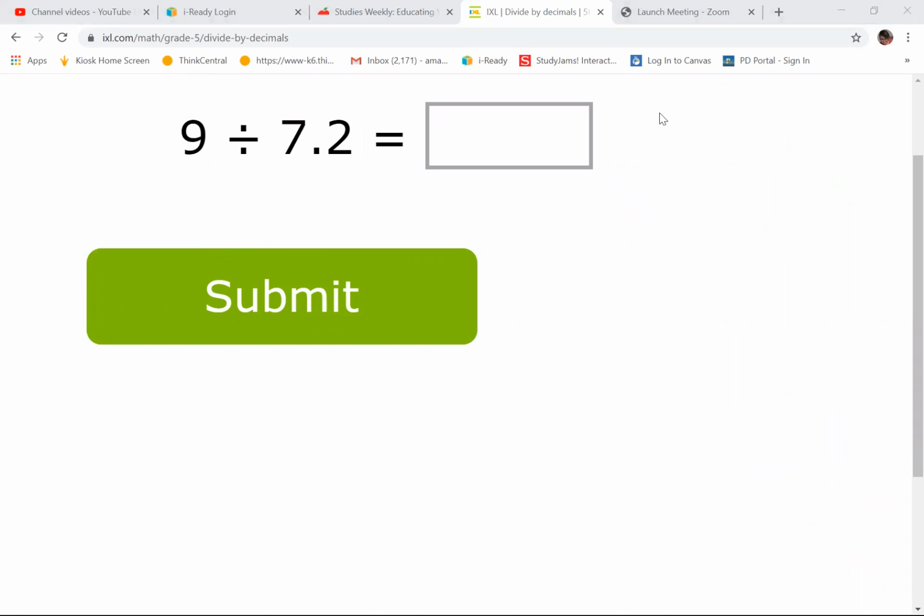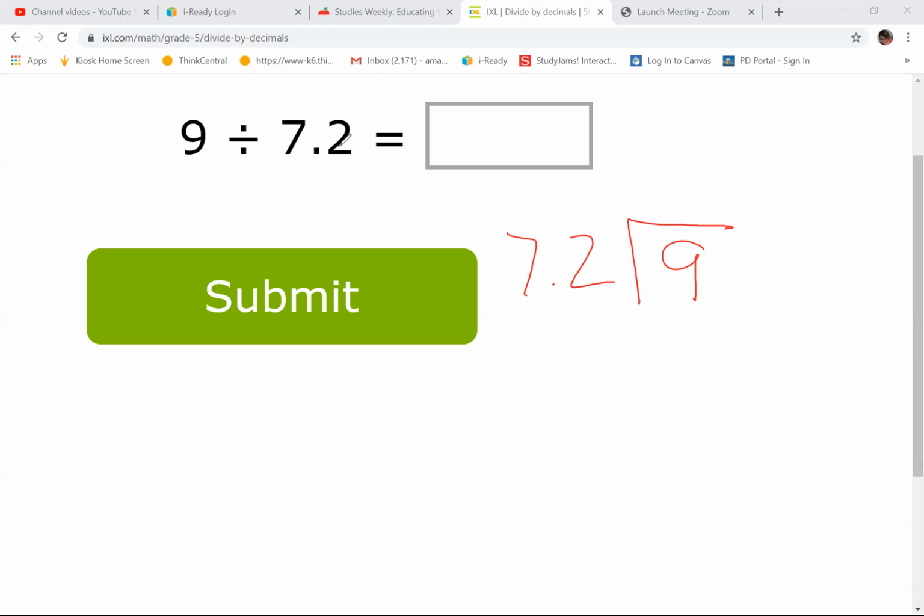Okay, let's do this last one, and then you're on your own for some practice. This says 9 divided by 7.2. Now, how do I know? Because I read my number sentence from left to right. 9 divided by 7.2. Or 9 pizzas divided among 7.2 people?